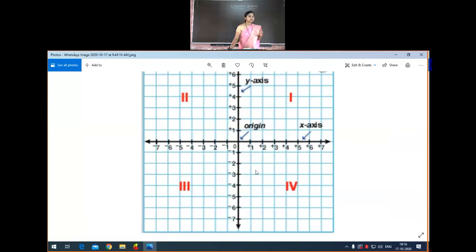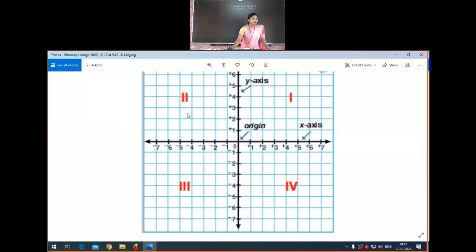See, first look at this one. X-axis and y-axis. Here the marking is there. This is the origin. Origin in the sense it is 0. On the right hand side we have to take positive values. On the left hand side we have to take negative values. Upwards positive, again downwards negative. So you all know how to mark this. The horizontal line is called the x-axis and this vertical line is called the y-axis. You all know this, right?